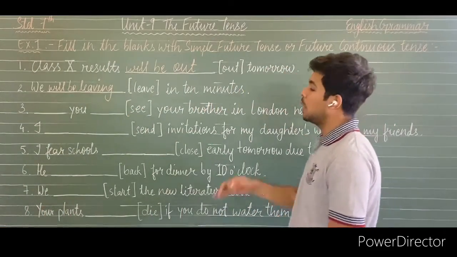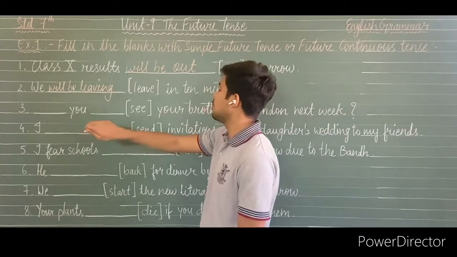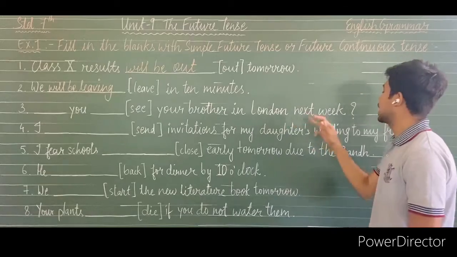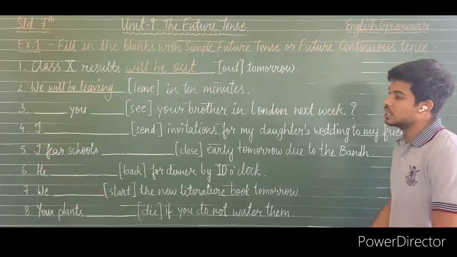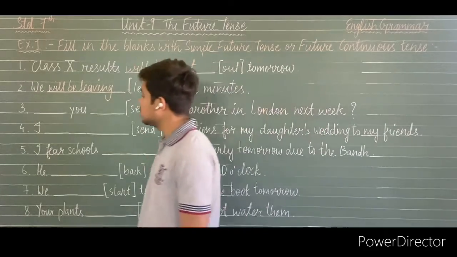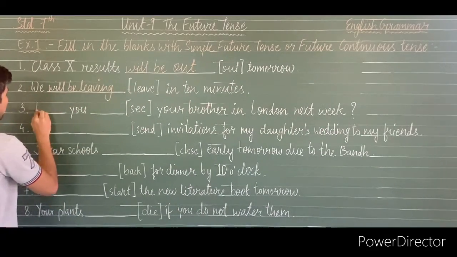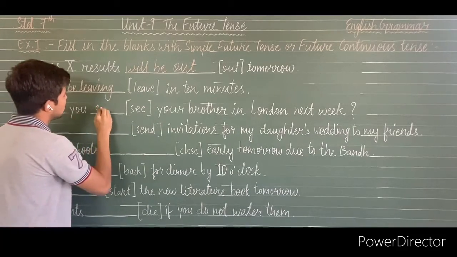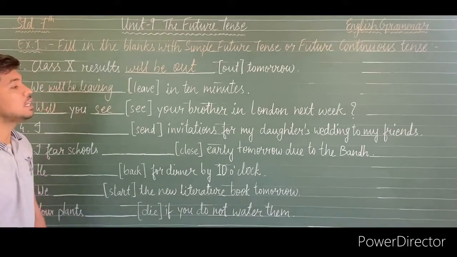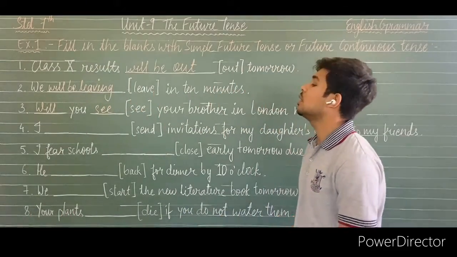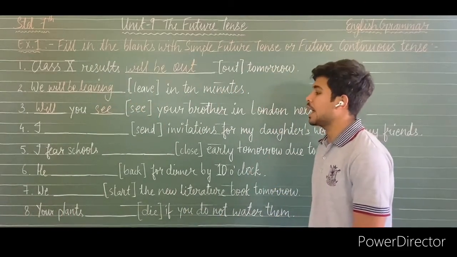Third one: blank, you blank, in brackets see, your brother in London next week, question mark. So this is a question. Here we will write: will you see your brother in London next week?